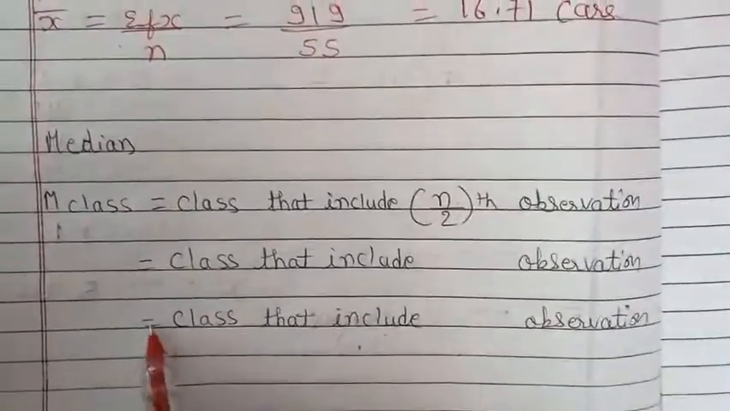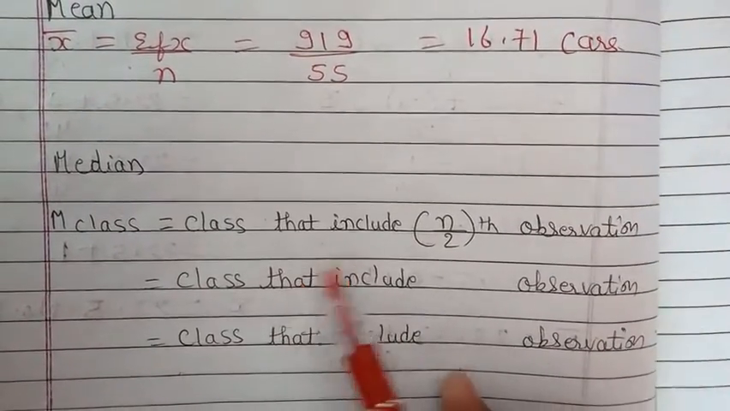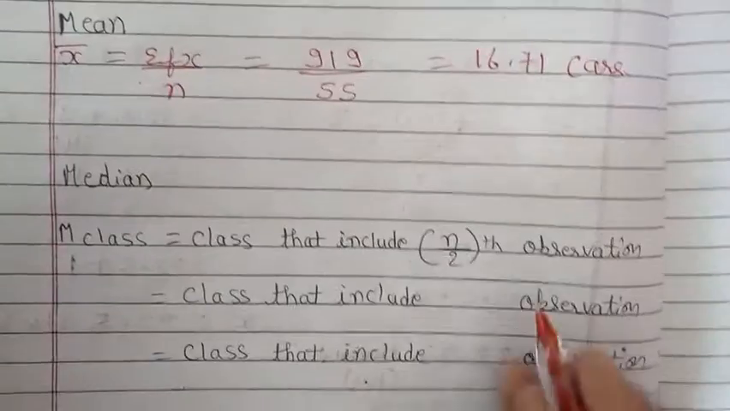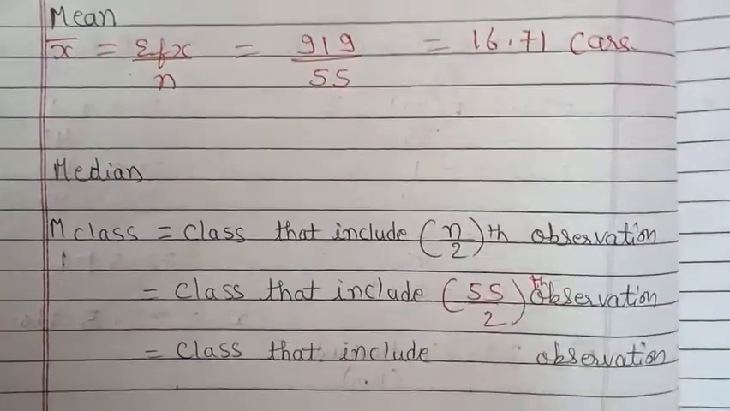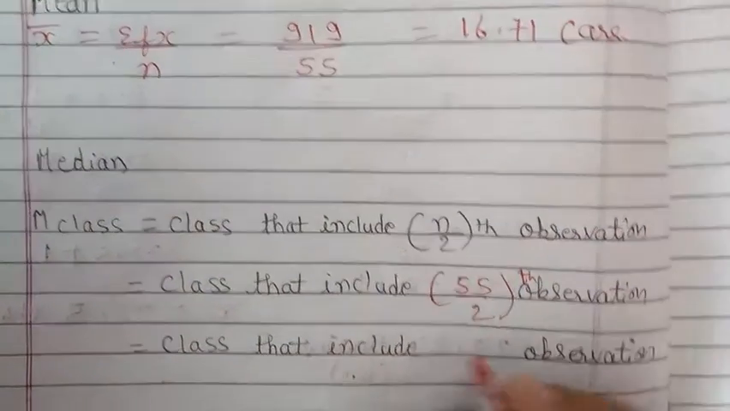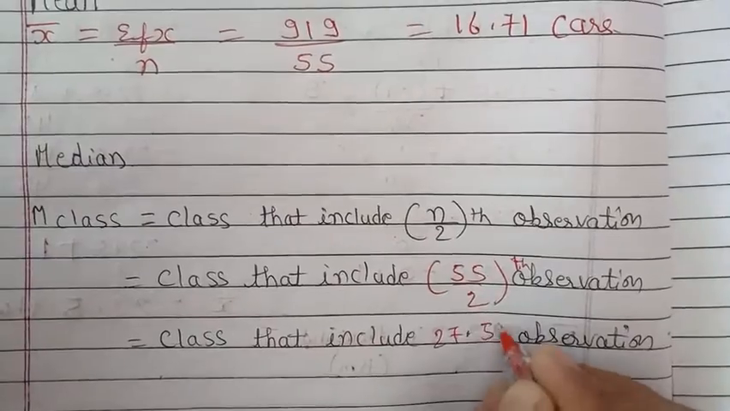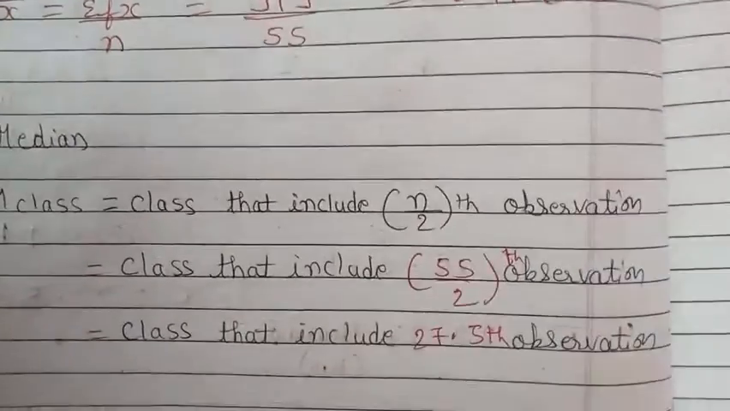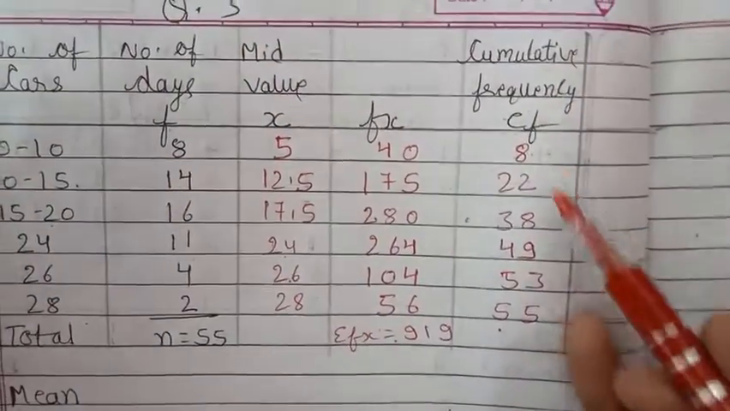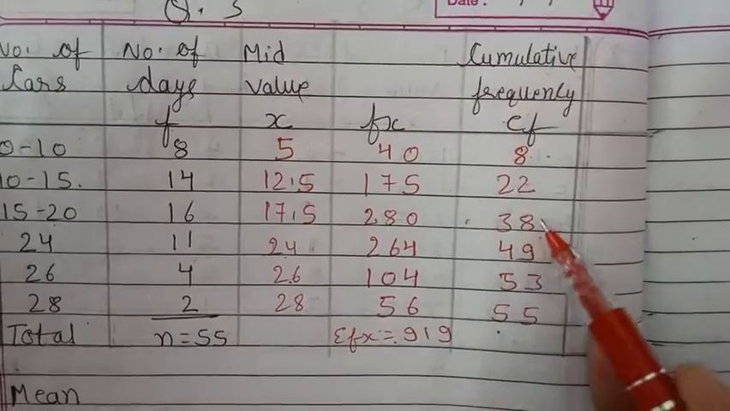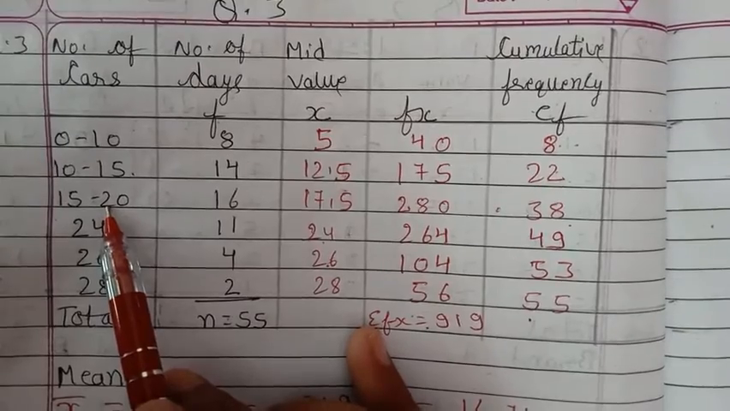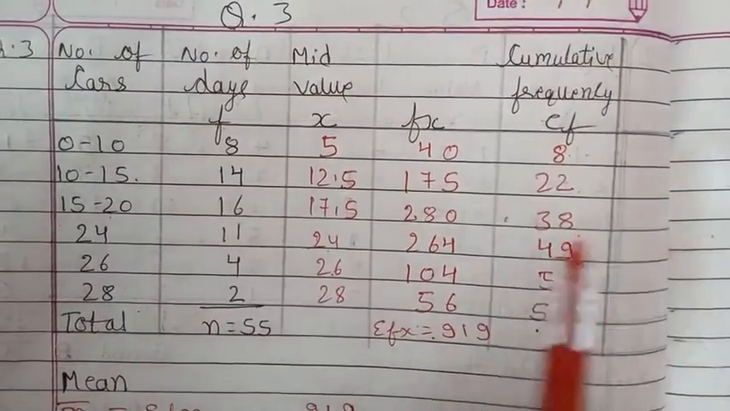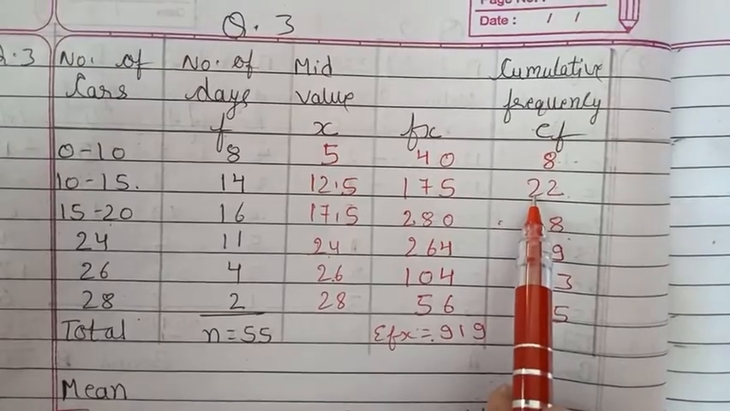Now we'll calculate the median. The median class is the class that includes the n by 2th observation. What is our n? 55. So 55 divided by 2 will give us the 27.5th observation. That is the class that includes the 27.5th observation. Now we'll refer to the CF column. Now the 27.5th observation comes in here, right? That is our third row. So our class is 15 to 20. Our frequency is 16, and our CF is that of the previous class, so that is 22.